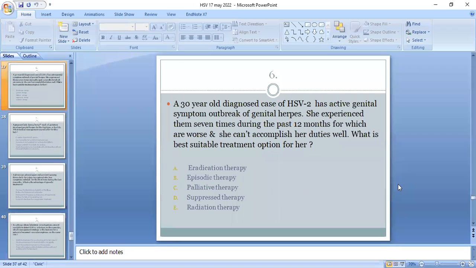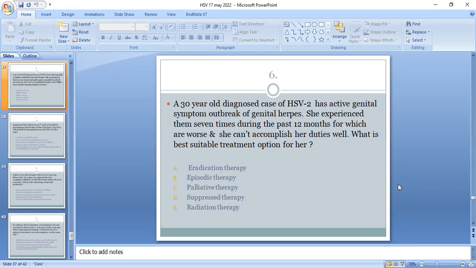A 30-year-old diagnosed case of type 2 herpes simplex has an active genital symptom outbreak of genital herpes. She experienced them 7 times during the past 12 months, which are worse, and she cannot accomplish her duties well. What is the best suitable treatment option for her? Whether she should adopt the eradication therapy, episodic therapy, palliative therapy, suppressive therapy, or radiation therapy?